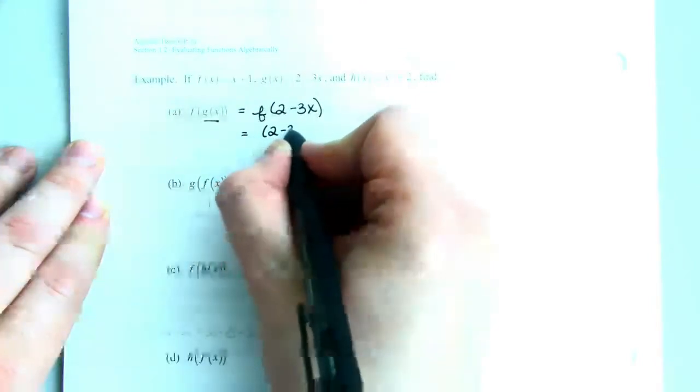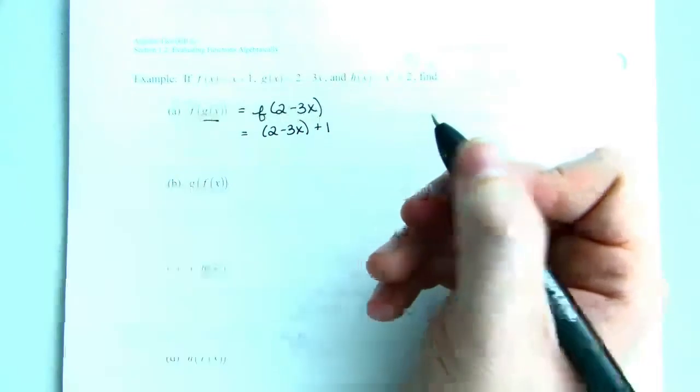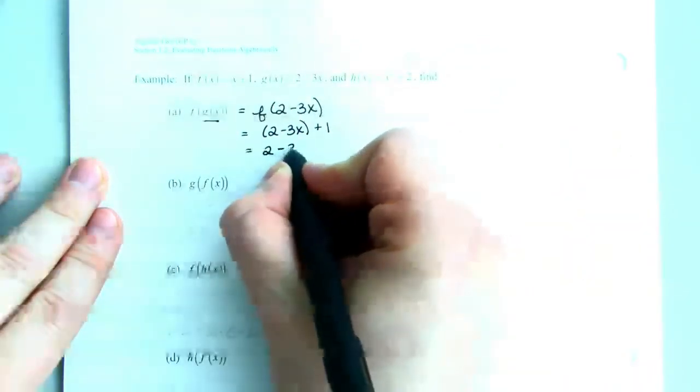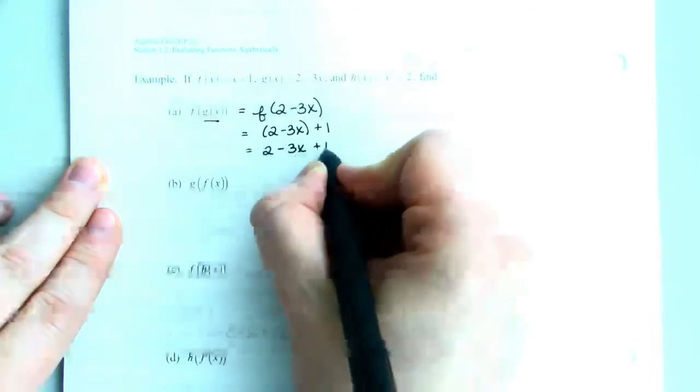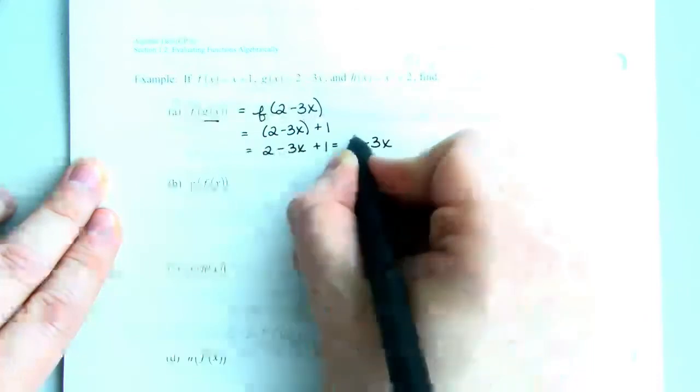I want to plug this expression, this 2 minus 3x, into my f function. Well, when I go to do that, I'm going to get 2 minus 3x plus 1. There's really no need for the parentheses, so I'm just going to drop them at this point and say 2 minus 3x plus 1, and I'm going to get 3 minus 3x.